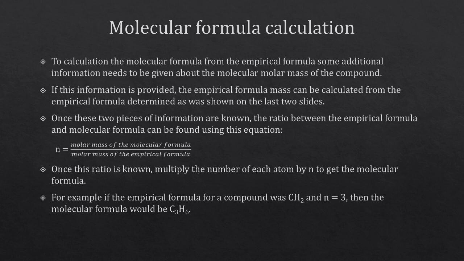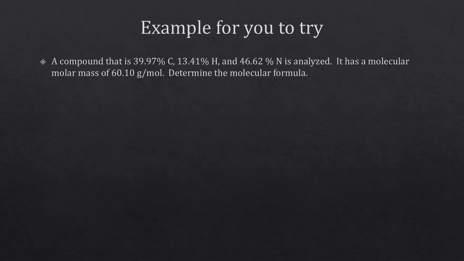So let's take an example of this now and give it a try. I want you to try this problem. We give you an amount of carbon, hydrogen, and nitrogen, and we tell you the molecular molar mass. I want you to determine the molecular formula, and if you're not sure how to do this, at least get to the step where you find the empirical formula. Note that you can find the molar mass of the empirical formula and use that here, but if you're uncertain, just stop at that step, and I'm fine with that. So give it a try now.